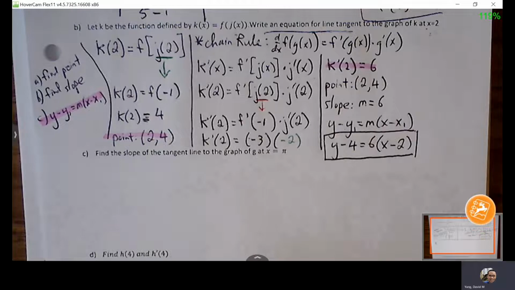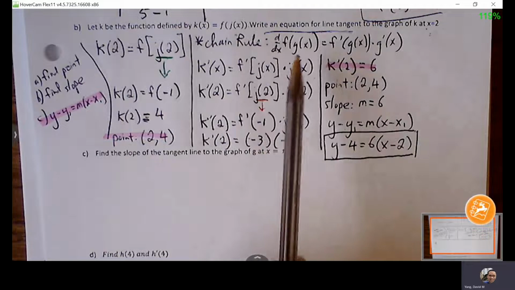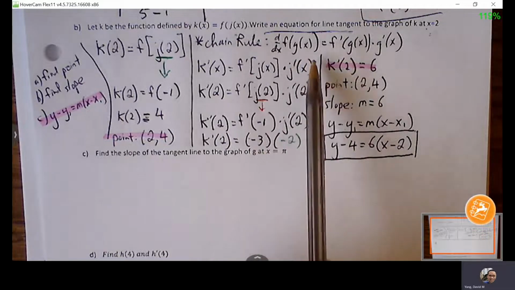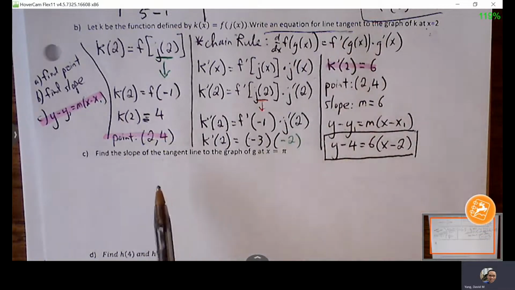Okay, part C. Part C says find the slope of the tangent line to the graph at x equals pi. So we're still needing to find the derivative and plugging in to find the slope, but we don't have to go as far as part B. We don't have to find the equation of the tangent line. We just have to find the slope.